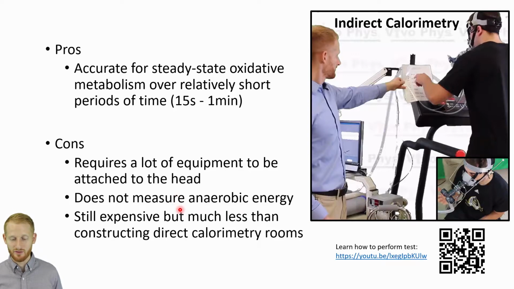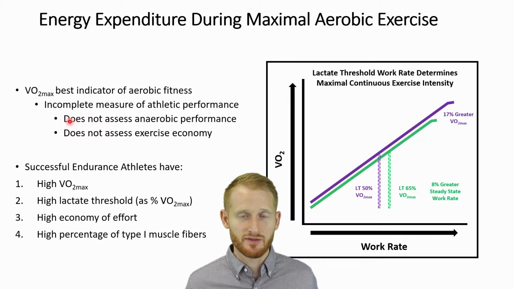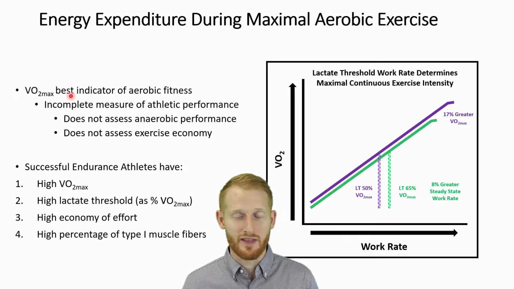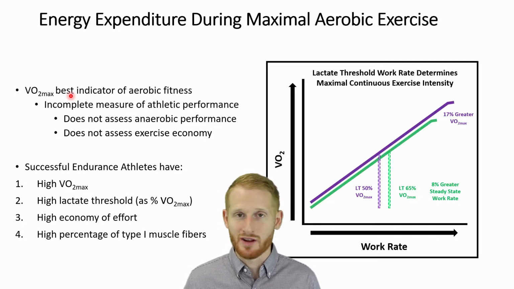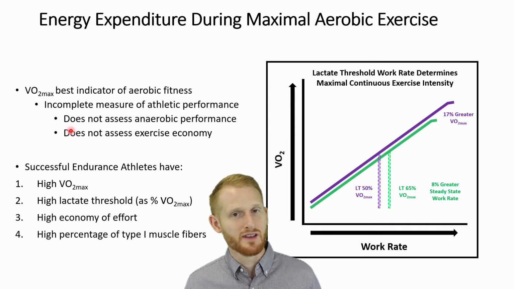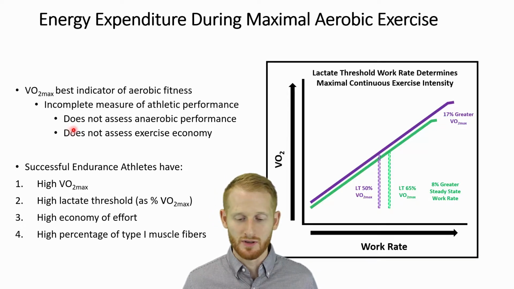So that's another downfall. I already talked about this briefly in part 1 of this section, but VO2max is the best indicator of aerobic performance in athletics that are very aerobic based sports, so running, cycling, swimming, those sorts of things. But it's a little bit of an incomplete measurement. It doesn't tell you the full picture of that person's athletic ability.